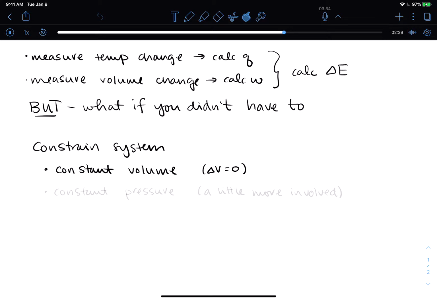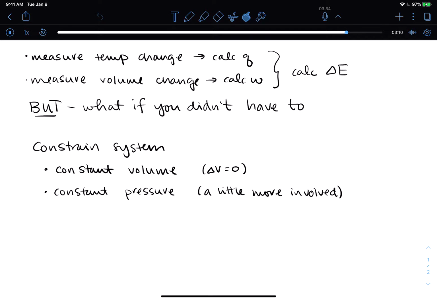Now, there's another constraint that we can do, and that is to do a reaction at constant pressure. And this is not as straightforward when it comes to just knocking something out of an equation, so we'll say a little more involved. But it's significantly more practical because if you think about it, this is the type of chemistry that you would do in lab no matter what, right? If you're open to a benchtop when you are doing your chemistry reaction, you have a constant pressure situation. It's all at about 1 atmosphere when you do it.